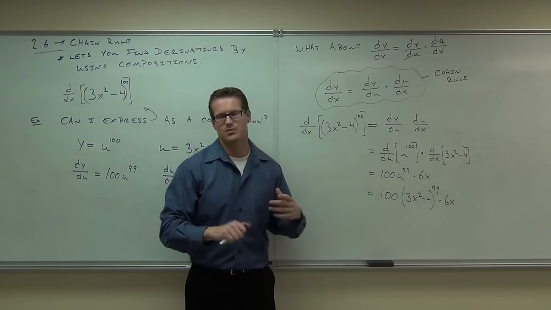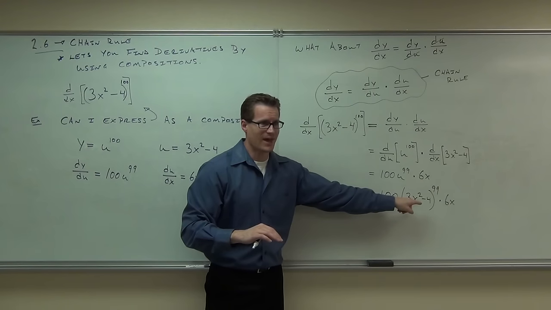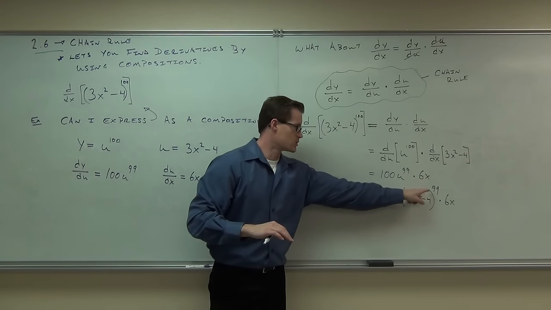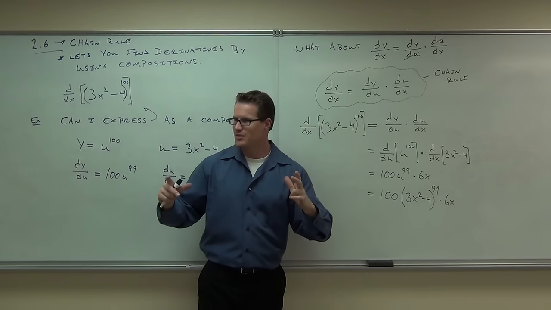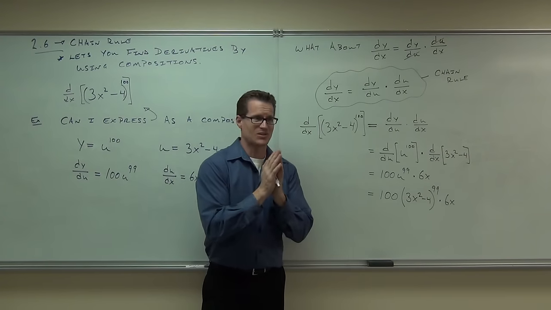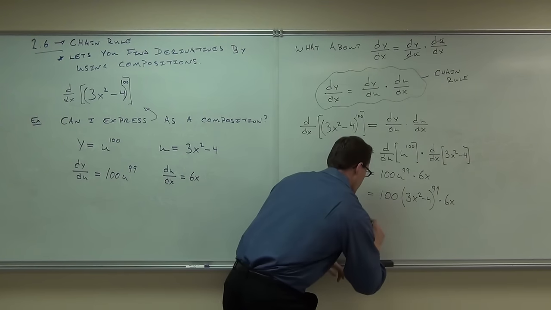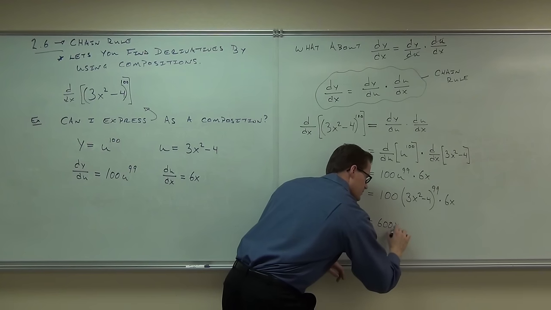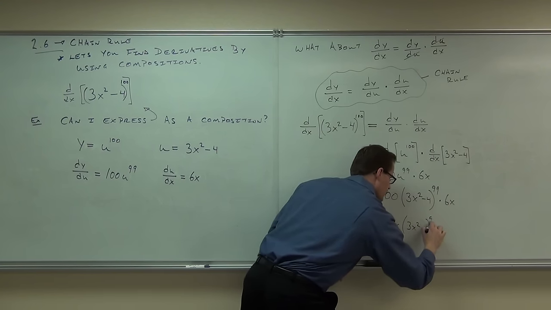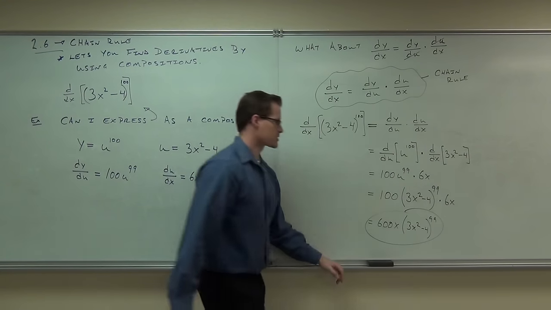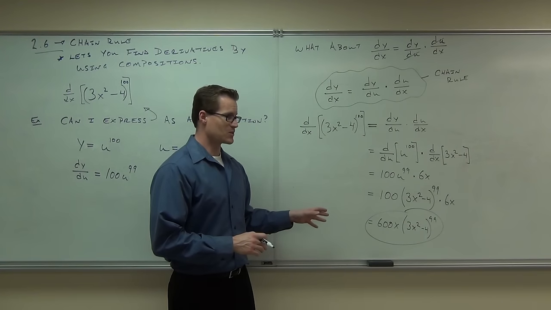Now, naturally, please don't do this. Don't distribute the 100, okay? You can't do that, because that's an exponent. That says in order to distribute the 100, you'd have to FOIL that out 99 times. Do you get it? Please, for heaven's sakes, don't do that. Just multiply this number times this number, and we get 600x(3x squared minus 4) to the 99th power. That's it. That's a pretty easy way to do a derivative, isn't it?